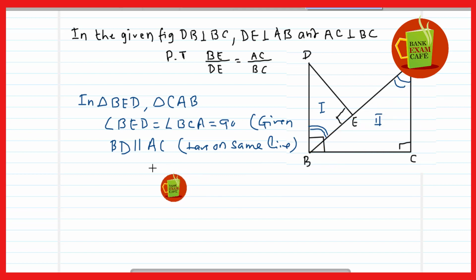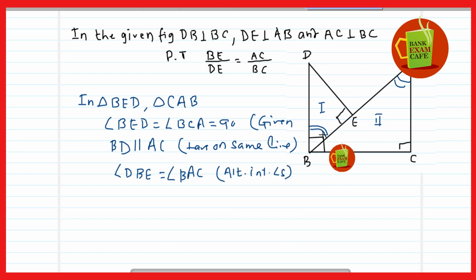And therefore, angle DBE is equal to angle BAC. Reason: alternate interior angles. So these two are the alternate interior angles, so they are equal, and therefore by the AA criteria these two triangles are similar. Therefore, triangle BED is similar to triangle ACB because of the AA rule.